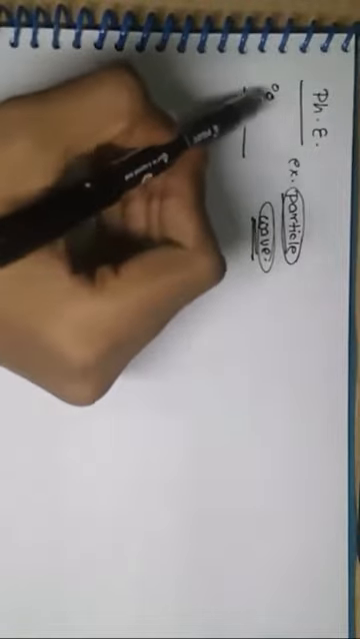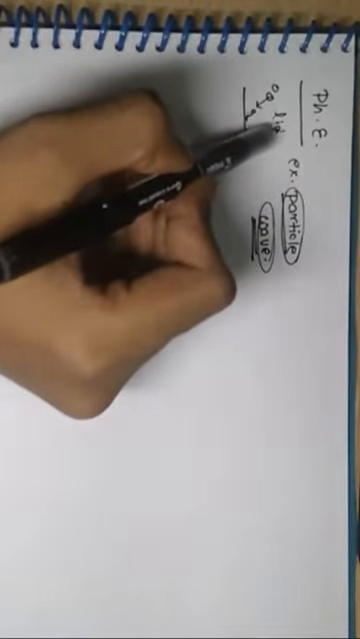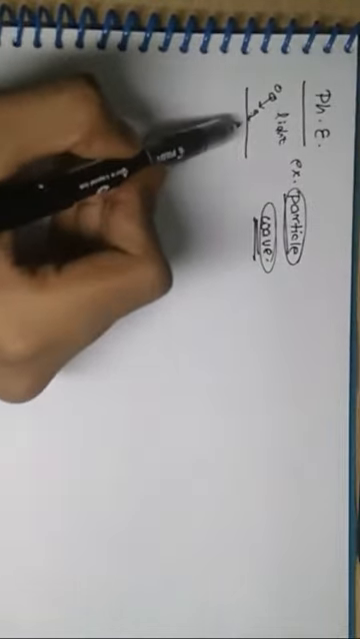So it is basically a phenomenon that when photons or light are incident on a metal surface, it ejects electrons, which leads to the photoelectric current.